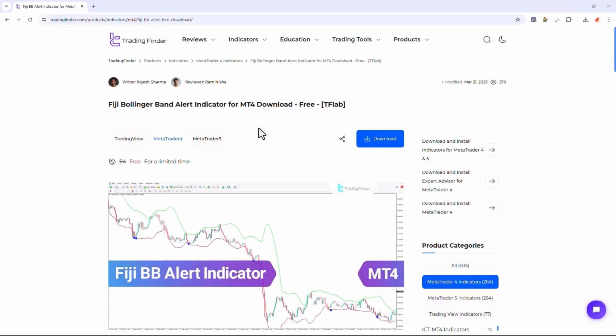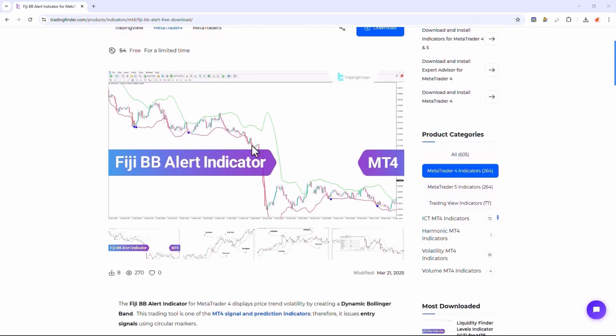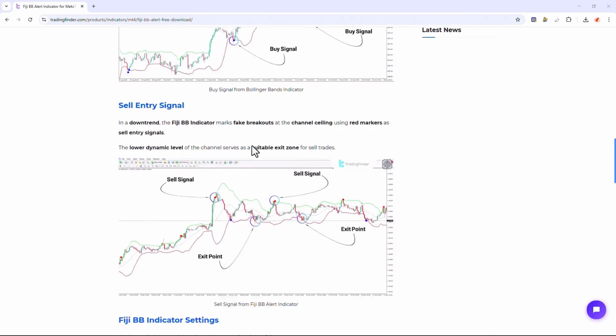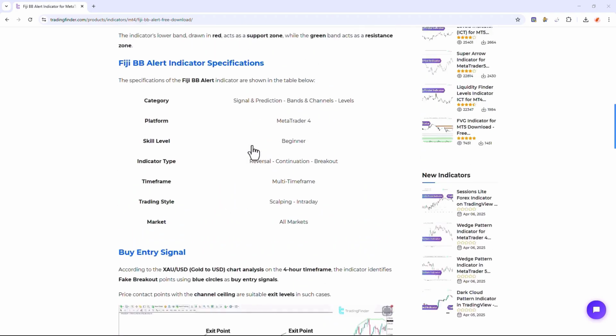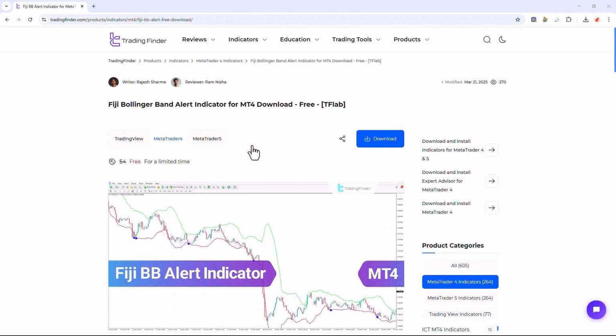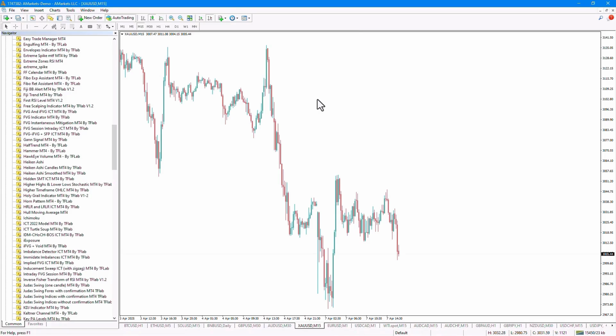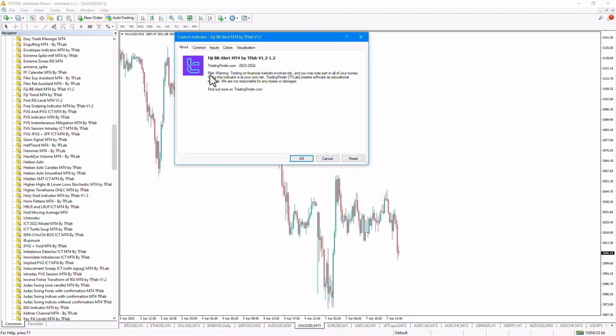The Fiji Bollinger Band Alert Indicator, which is offered for various platforms on the TradingFinder site, can be downloaded from this section for MetaTrader 4 and MetaTrader 5 platforms and executed on the chart. Additionally, traders can read this page to understand how the indicator works and functions. From the Navigator section, we select the indicator file and execute the indicator by dragging the file onto the chart.